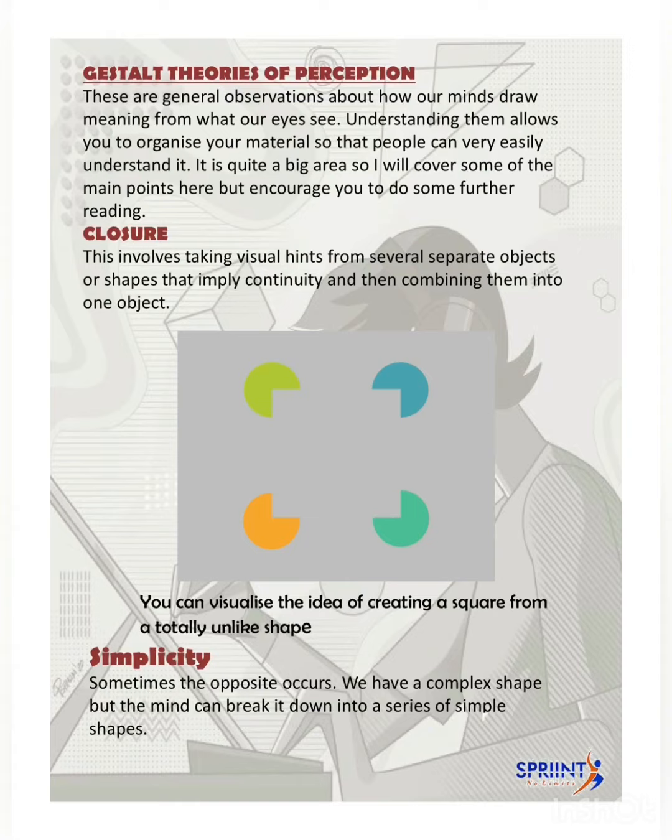You have closure. You can see how the square was formed with a completely different shape. You can see the circles were used to form a square. Now the square didn't have to be drawn for you to know that this person is trying to imply a square. That's what closure is talking about.